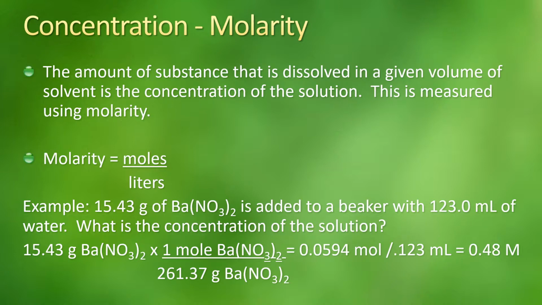We measure in science here with a unit called molarity. Molarity, as you can see, is defined as the moles per liter of solution. So we start here with 15.43 grams of barium nitrate, and we add it to a beaker that contains 123 milliliters of water. The question asks then, what is the concentration or the molarity of the solution? First thing we need to do is convert those grams of barium nitrate over to moles. In order to do that, we need the molar mass.